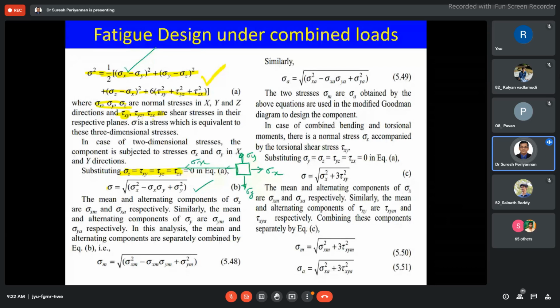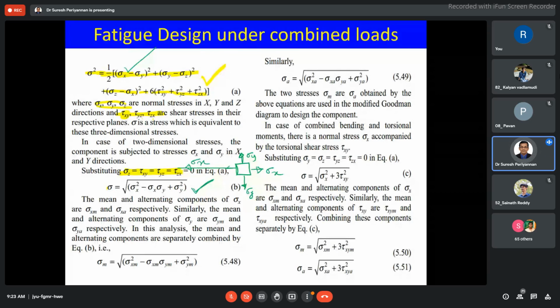This sigma is nothing but your stress amplitude in the two-dimensional case. Finally we came to know that sigma is equal to the square root of sigma x squared minus sigma x sigma y plus sigma y squared. This is obtained from the distortion energy theory.